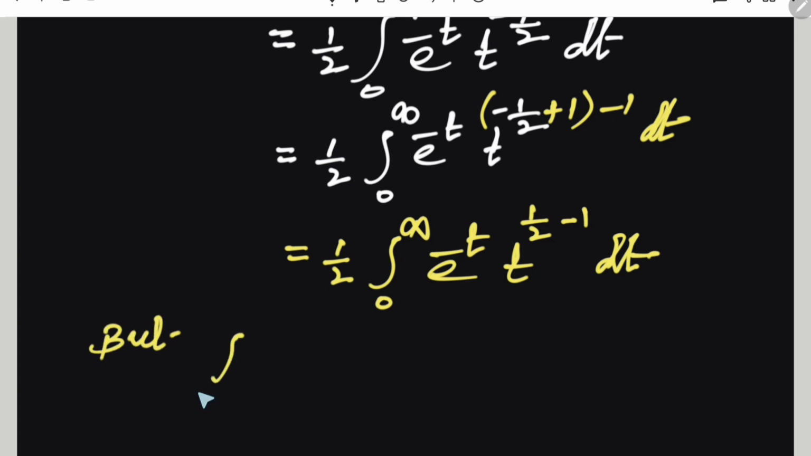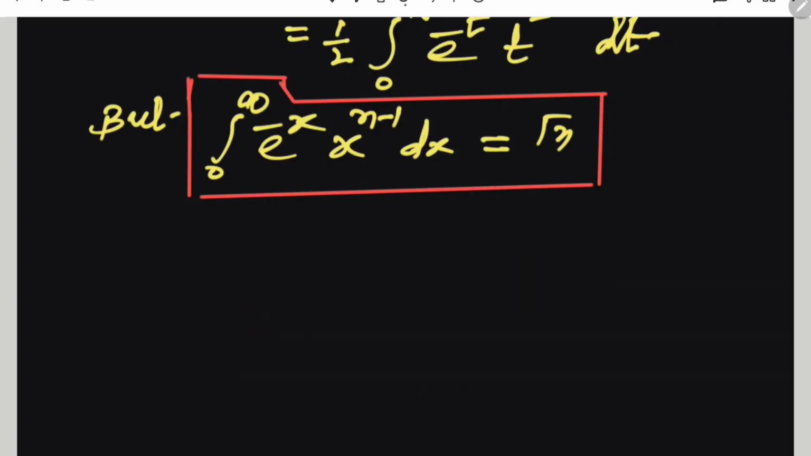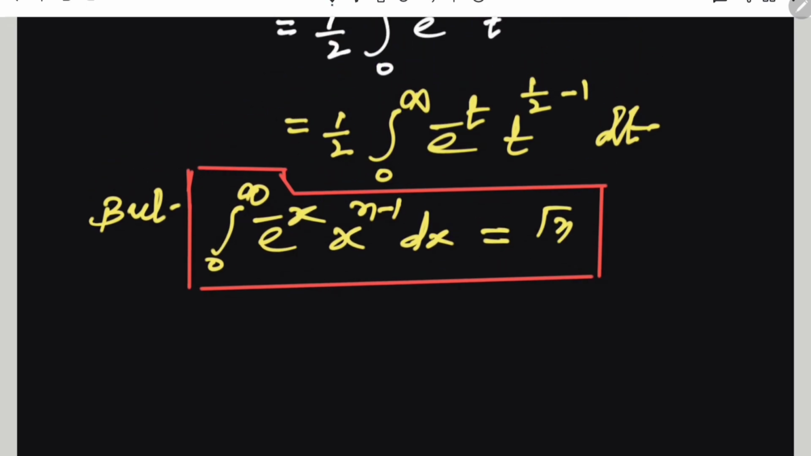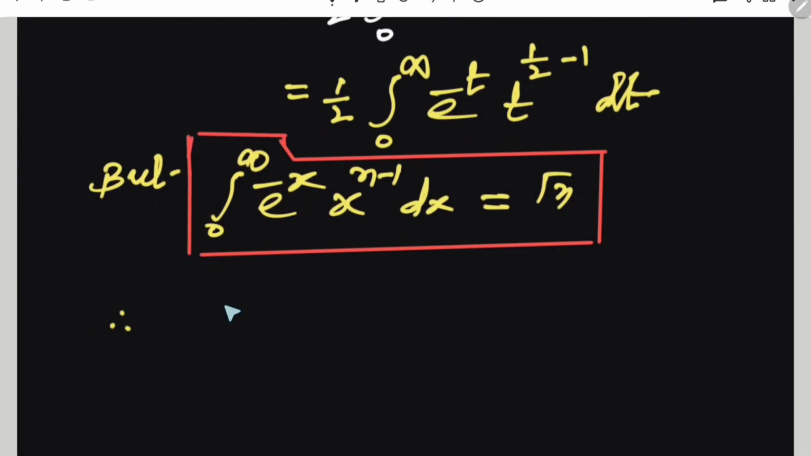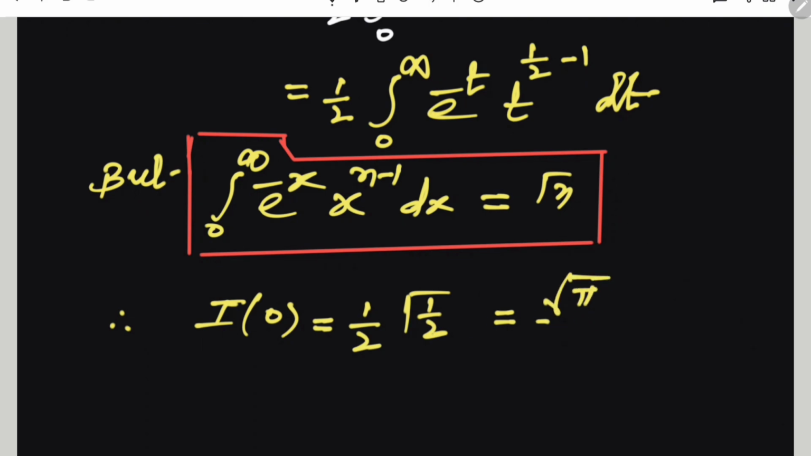We know that the integral from 0 to infinity of e raised to minus x, here it is e raised to minus t, into x raised to n minus 1, integration with respect to x, is nothing but gamma n. Therefore, here the value of n is 1 by 2. And therefore, that I of 0 becomes 1 by 2 gamma of 1 by 2. But the value of gamma 1 by 2 is square root of pi, and we call this equation C.